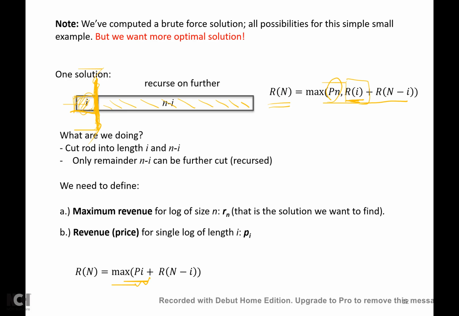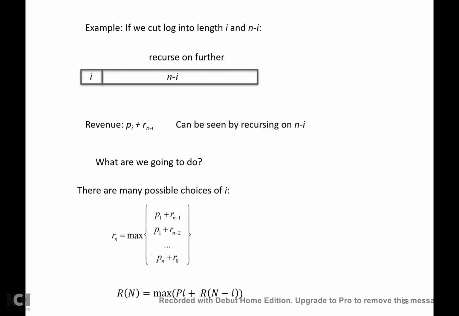This is very obvious. So we need to define the maximum revenue for a rod of size n, Rn, and the price for a single rod of length i, Pi, and this Rn is equal to the maximum of Pn and Pi plus R n minus i.